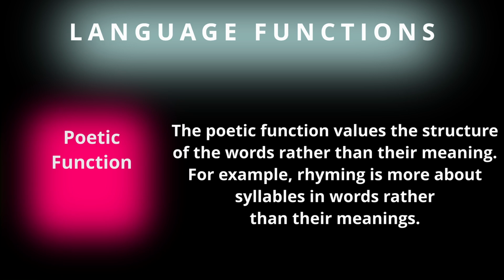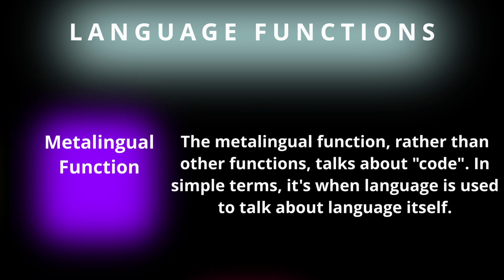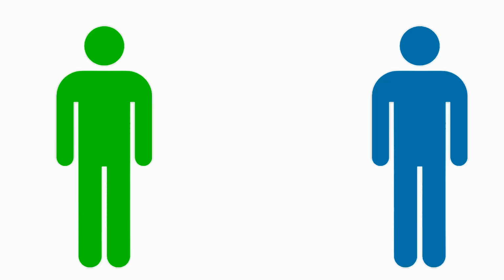The poetic function uses the structure of words rather than their meaning. For example, rhyming is more about the last syllables in words than the true message being sent across. The metalingual function talks about code. Basically, it's when language is used to talk about language itself, like right now. Now, let's look at the methods of contact and what they truly mean.